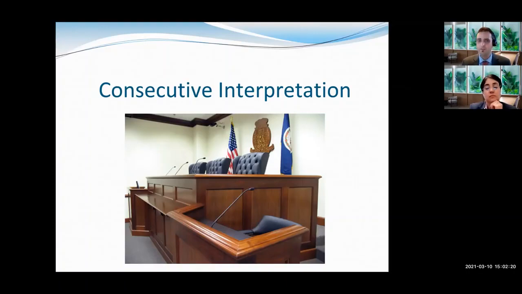So what I want to do is define it. Let's define what it is. And then Amarda and I are going to do a little demonstration to show you more or less how this may work. So let's define it first. As you see here, consecutive interpretation is many times used when there's a witness involved. And so what you're looking at, you see the judge's bench, and this is a panel of judges actually, where there are 3 judges up there.